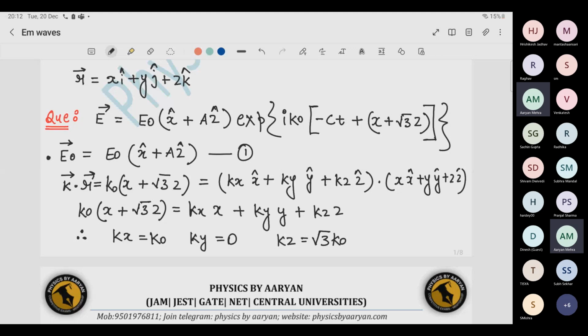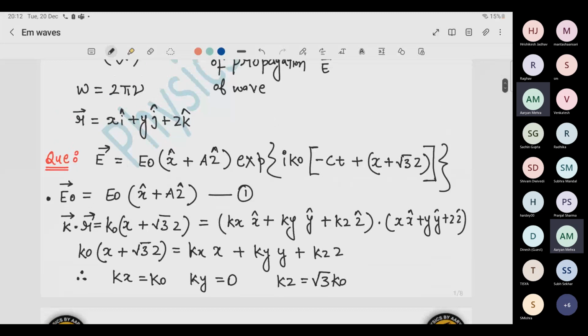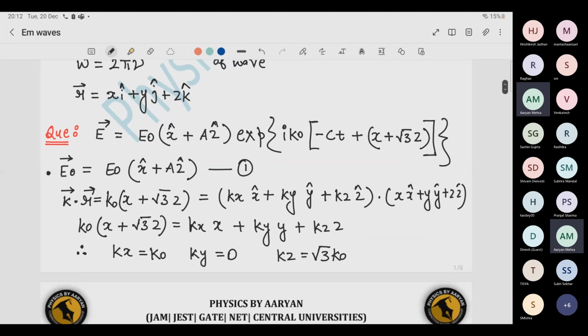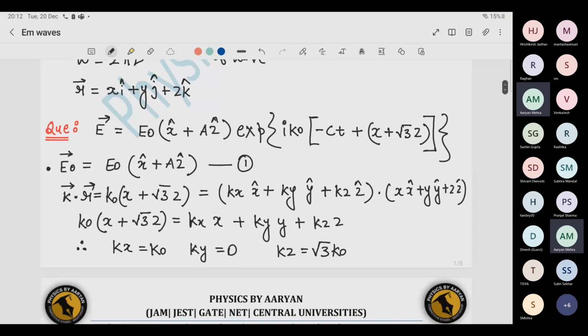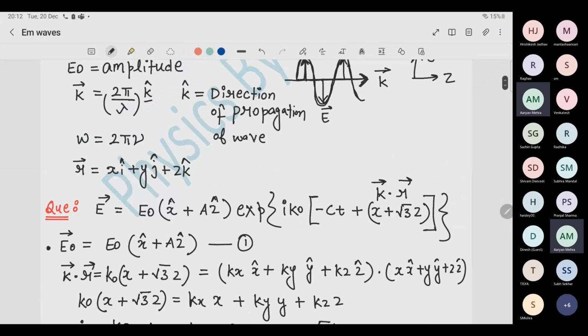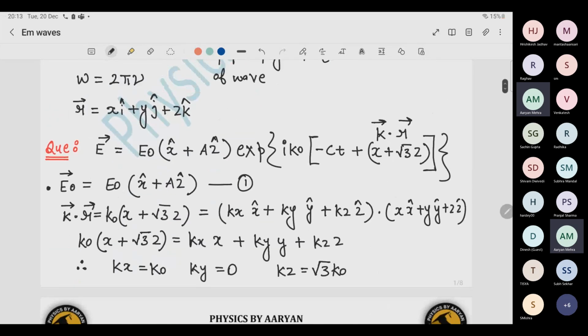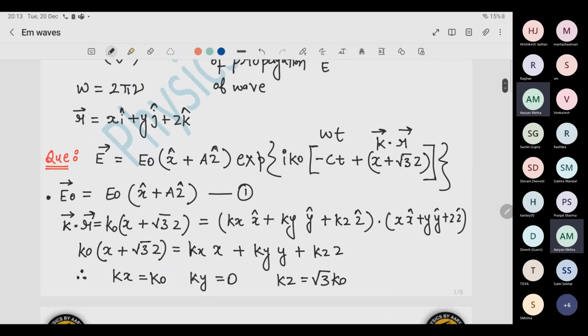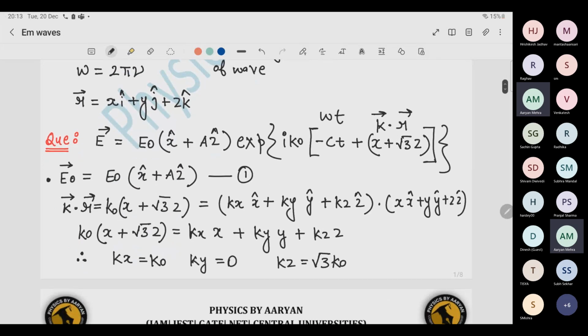Now, if we compare this equation with the form I just mentioned, the E naught vector will come out to be E naught, which is the magnitude of the amplitude, times the bracket x cap plus az cap, which inherently represents the direction of the electric field. And what is the K vector? This is written as k dot r, and if we compare with our equation, it is k dot r and this is omega t.